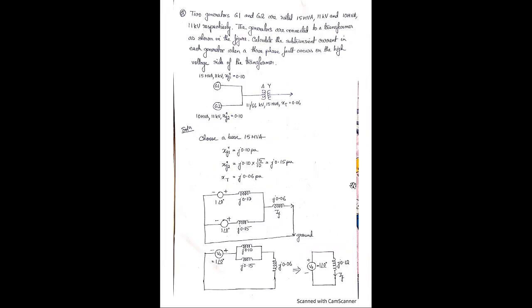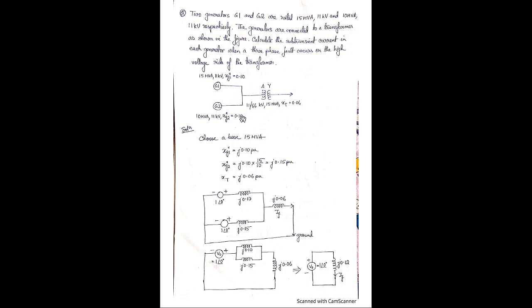Next, we have a few more problems. Here two generators G1 and G2 are rated at 15 MVA 11 kV and 10 MVA 11 kV respectively. The generators are connected to a transformer as shown in the figure. You can get the details of the transformer here. We have to calculate the subtransient current in each generator when a three-phase fault occurs on the high voltage side of the transformer.